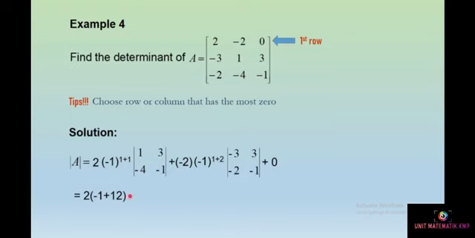Okay, then simplify. So we have 2 times negative 1 plus 12, that we get from AD minus BC. Then plus 2 times 3 minus negative 6. And the answer for determinant A is 40.